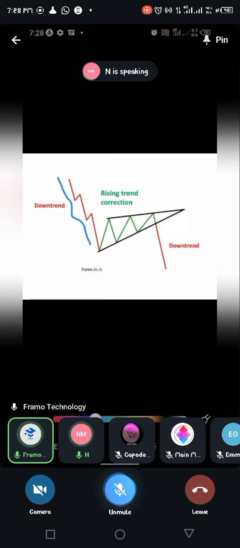Here, the ascending triangle is like a bearish continuation pattern. A bearish continuation pattern. So you could see already we are coming from a downtrend. You understand? Then we will see a small upward movement.